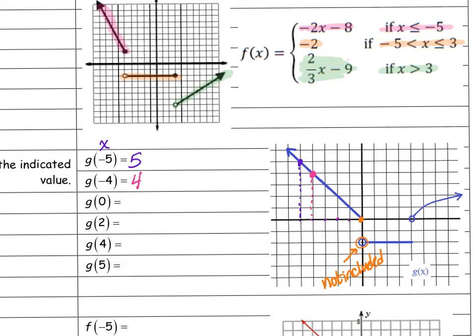So that's not the point I'm looking at. If it's solid, that means it's included. So this is the point I'm looking for. At g of 0, right here at 0, my y value is also 0. Okay, now we're going to go to the next one that says g of 2. So I'm going to go to x equals 2, 1, 2, and down, my point is at 2.